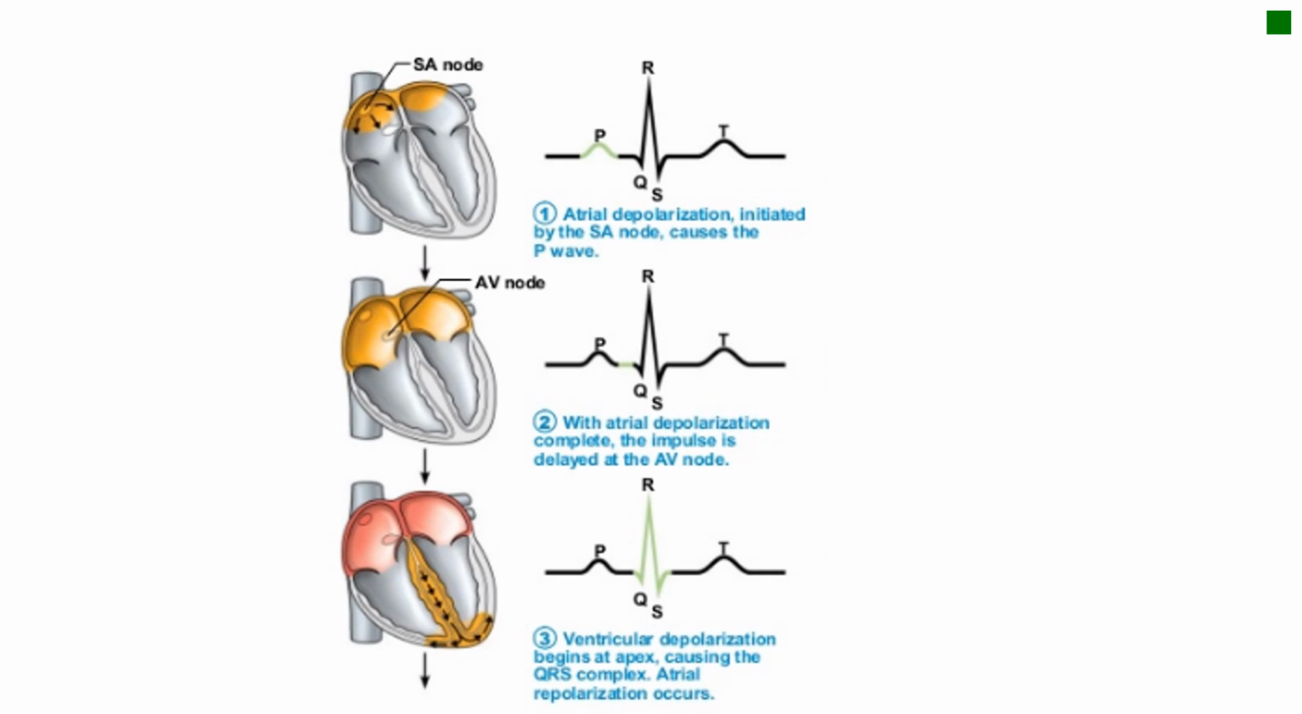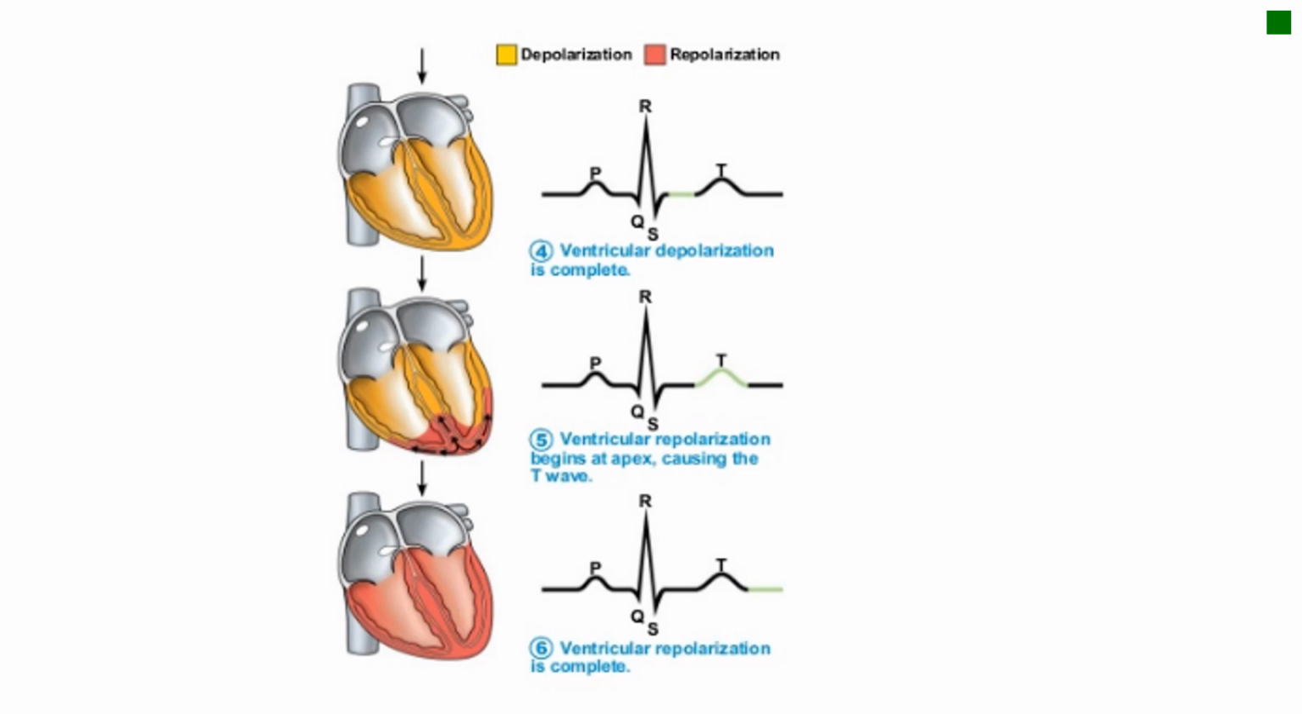This is again just to show you what's happening at the P wave. This is where there's atrial depolarization. Then there's a slight delay while it's conducted into the AV node. Then the electrical rhythm is passed through the bundle of His and into the left and right ventricle, and that depolarizes the ventricles in the QRS complex. Next, there's the repolarization that begins, which creates the T wave. And that's the complete electrical cycle in the heart.